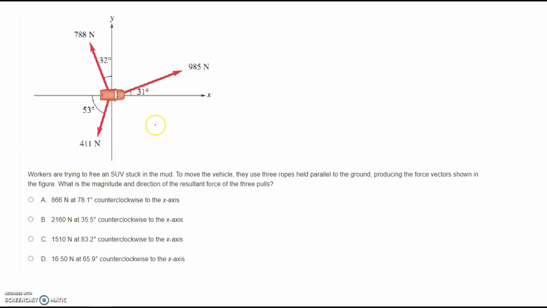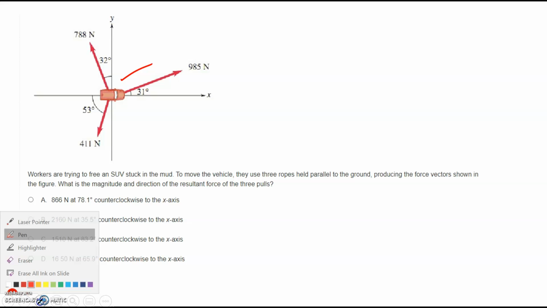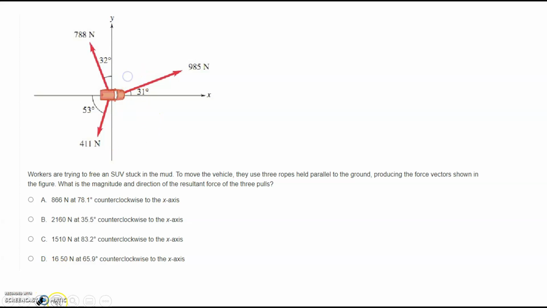Okay, this one is extensive, so let's work through it, and I'll try and color coordinate it so you can see how we get to where we're supposed to get. It says workers are trying to free an SUV stuck in the mud. To move the vehicle, they use 3 ropes held parallel to the ground, producing force vectors shown in the figure. What is the magnitude and direction of the resultant force of the 3 pulls?